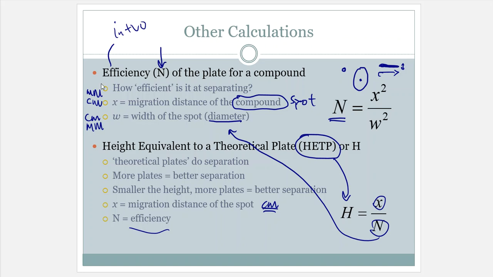All right, in this video, we're going to keep on trucking with these equations that we saw in the last one. In the last video, we talked about efficiency. We talked about height equivalent to a theoretical plate, the variations that these equations are going to show up in. And one of the changes is because we are looking at plates. We're not looking at columns. So these look a little different than before when we talked about general intro to chromatography.